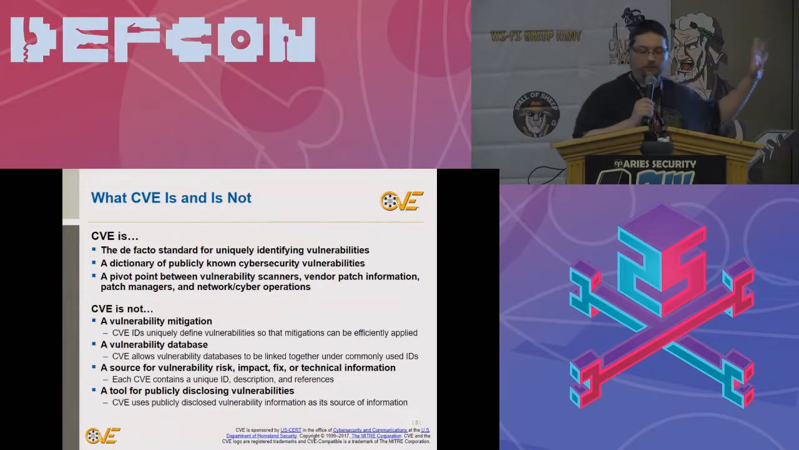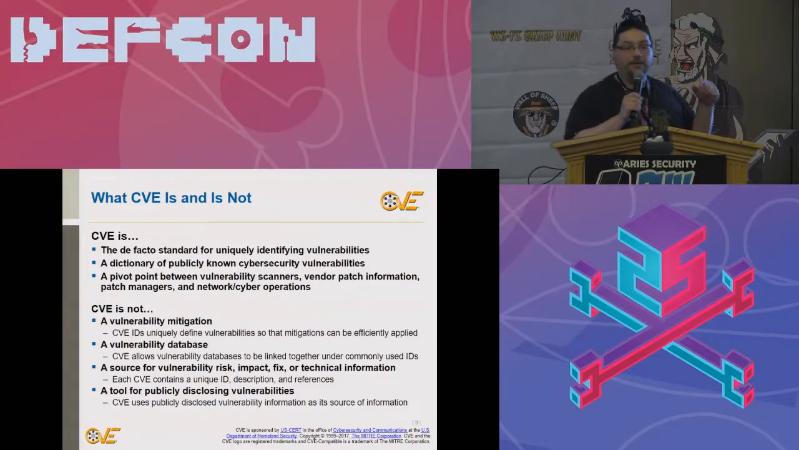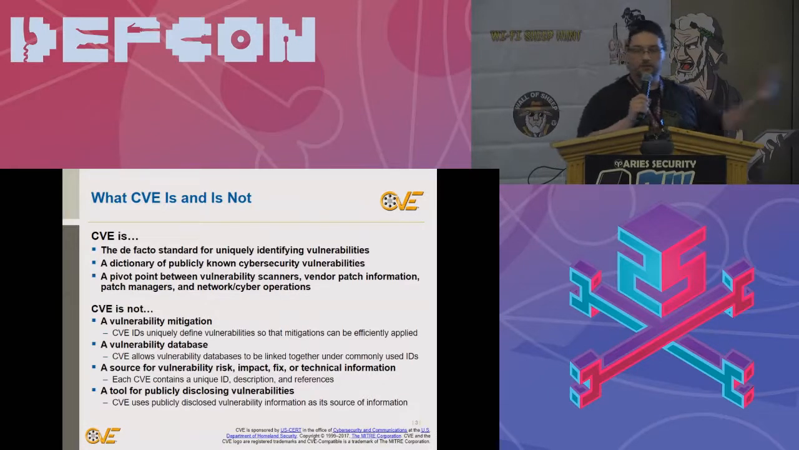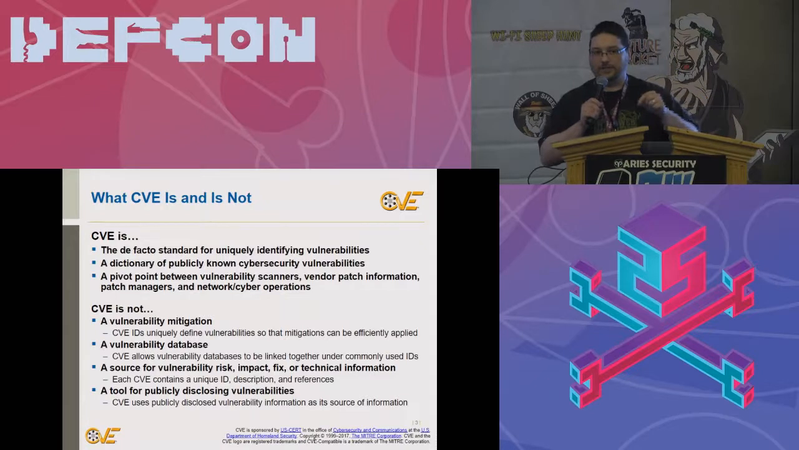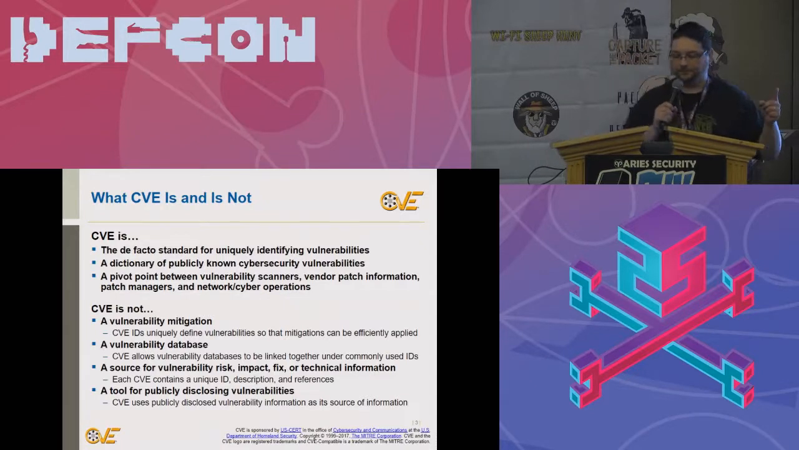So again, we don't include risk assessment. We don't talk about impact. We don't talk about the fixes. We don't care if there's a fix or not. We don't really dive too far into the technical information. That's not what our service is about. Now, that information is useful when determining whether or not something is a vulnerability, and we'll talk about that in a minute, but it is not required for a CVE ID to be assigned and published.